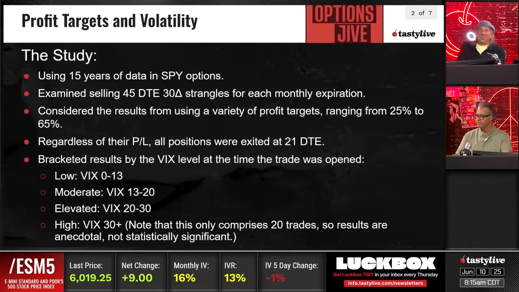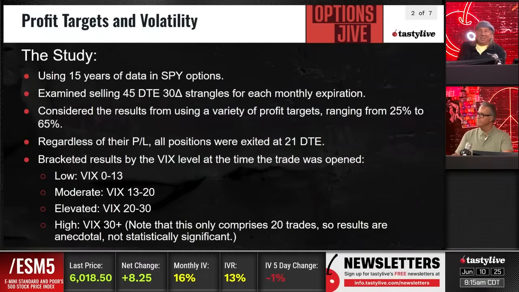So we're doing a study, 15 years' worth of data in the SPY, 45 days to expiration, 30 delta strangle for each monthly expiration. We consider the results from using a variety of profit targets from 25 to 65%. Regardless of their P&L, all the positions were exited at 21 days. And we bracketed the results by the VIX level at the time the trade was open.